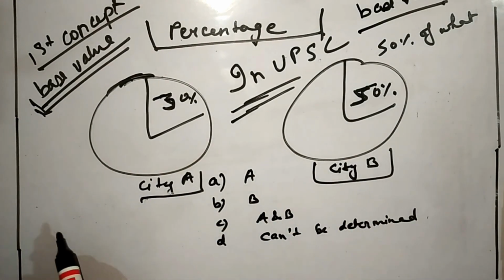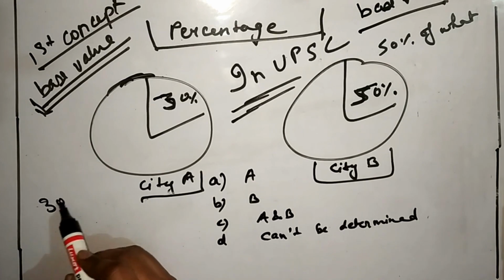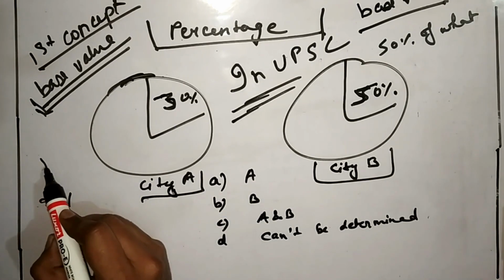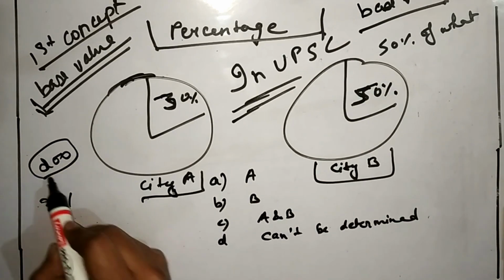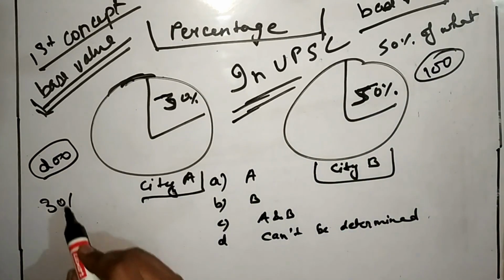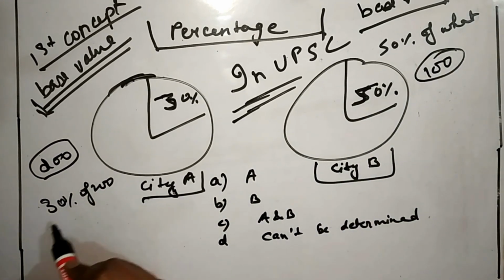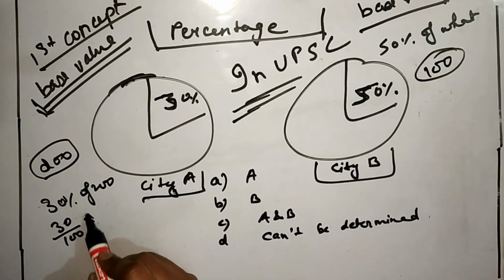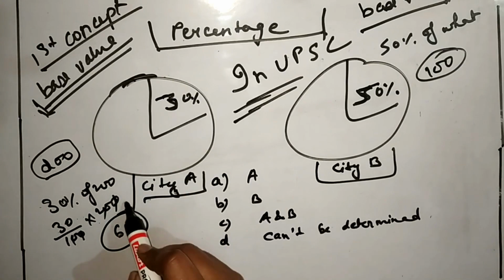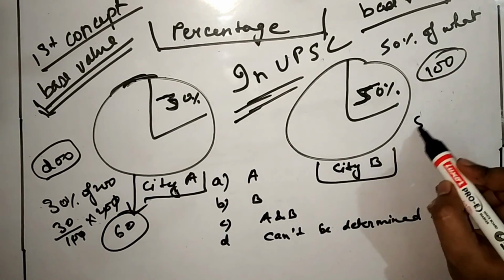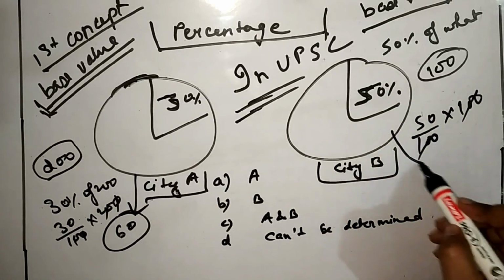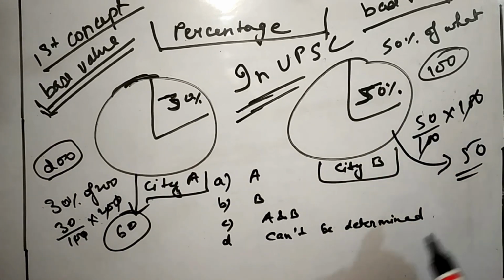Let's see. They might give city A a population of, let's say, 200. City B has a population of, let's say, 100. Okay, so 30% of 200 will be how much? It will become 60. City A must be having 60 population, and 50% of 100, the city B will have 50 population.